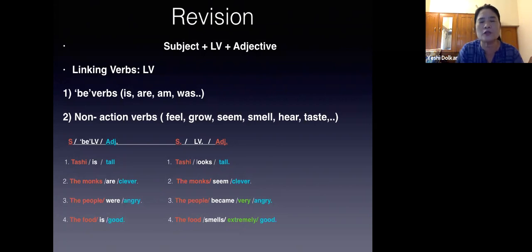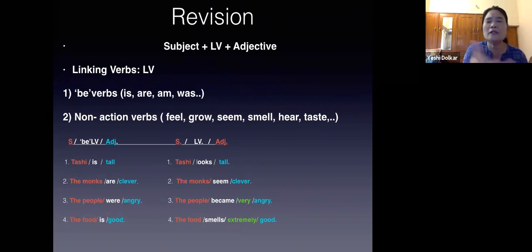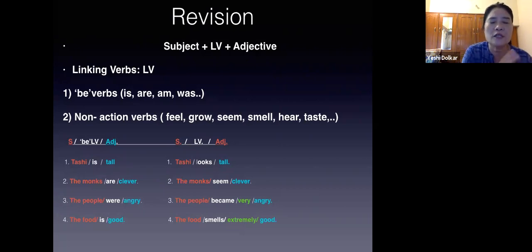Tashi looks tall. So when you use a linking verb, the sentence will be correct. Tashi is tall. Tashi looks tall. When you put looks, the meaning changes.